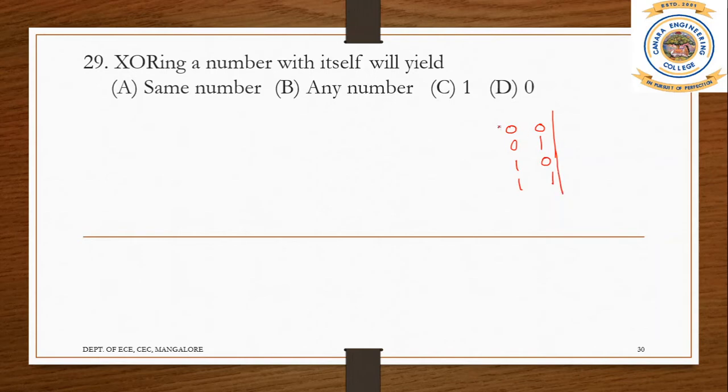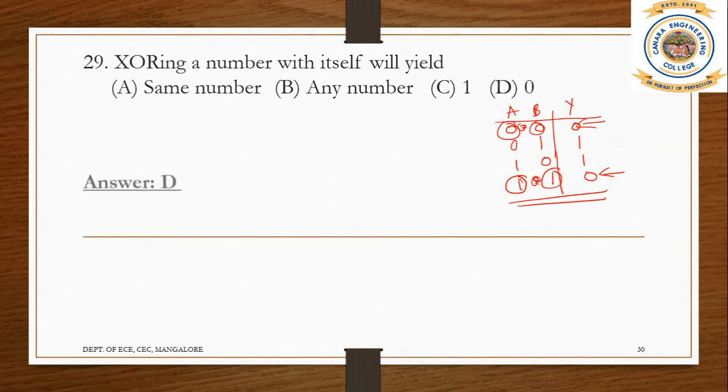This you should know. This is the basic XOR truth table. So 0 and 0 will be 0, 0 and 1 will be 1, 1 and 0 will be 1, 1 and 1 will be 0. Name the single bit inputs A and B and the output Y. Whenever the inputs are the same, your output will be 0. It doesn't matter whether in a microcontroller or in digital system design, wherever you go around the world, if you XOR the same numbers, you are going to get 0. So the answer is D, that is 0.